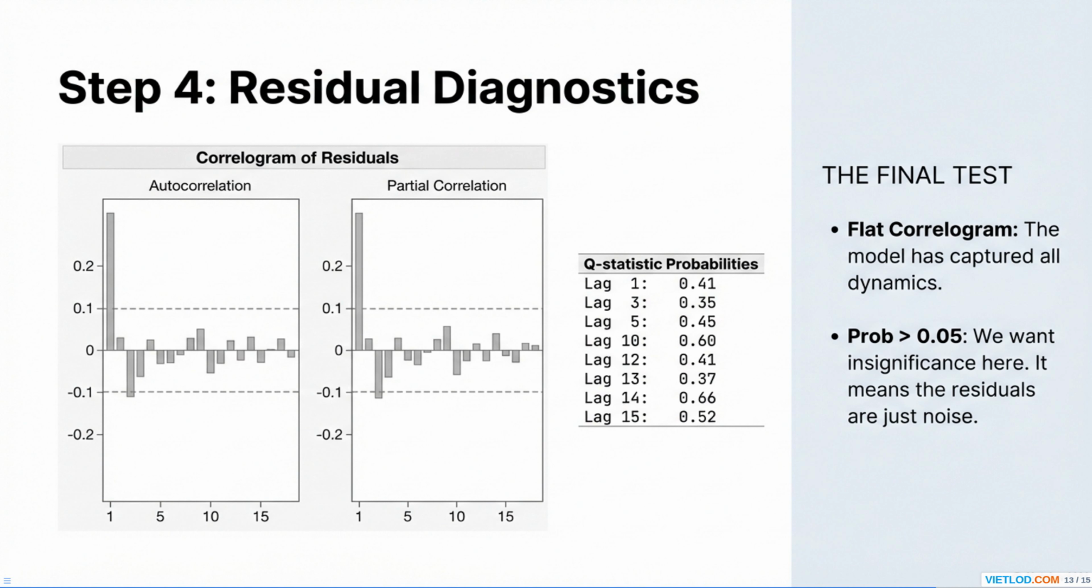This is our final and arguably most critical diagnostic step, examining the correlogram of the residuals. A well-specified model should leave no significant patterns or information in its errors, meaning the residuals should be white noise.